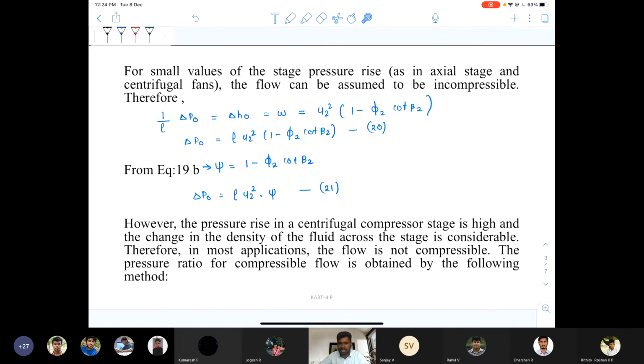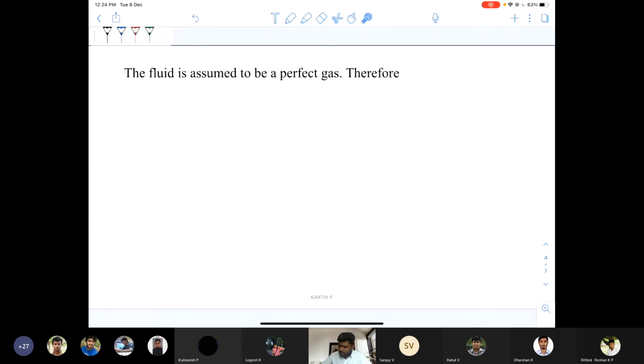Therefore, in most of the applications, the flow is not considered to be compressible. That is, it is incompressible flow. The pressure ratio for a compressible flow is obtained by the following method. That is, the fluid is assumed to be a perfect gas.